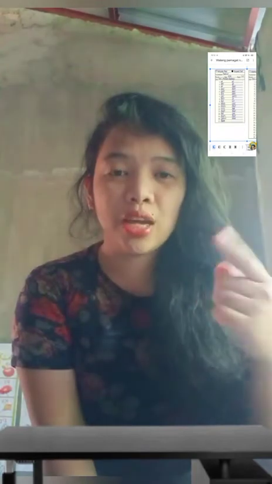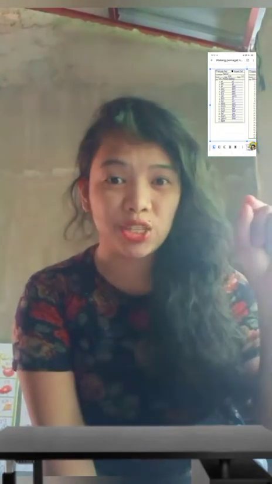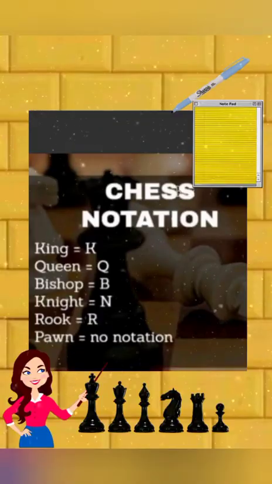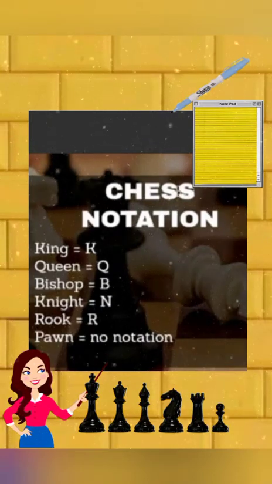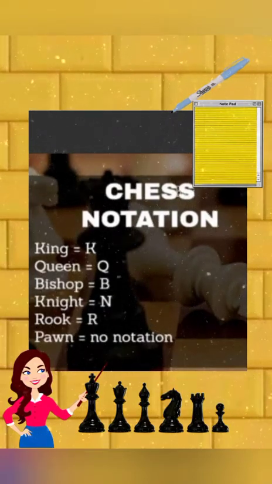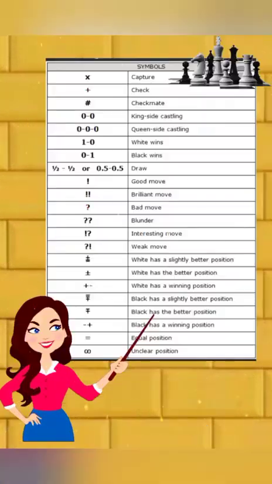So here's how to do a chess notation. In chess notation, we use the initials of the pieces, and we also have these symbols that we are using to do a notation.